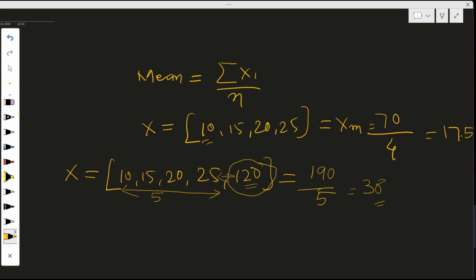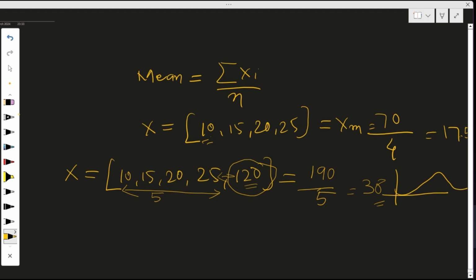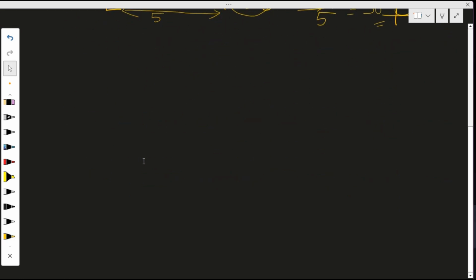So it is not going to be normally distributed data. There will be skewness in our data, right? It might be skewed towards the right of the data. So it is sensitive to the data set. Now there is one more example.